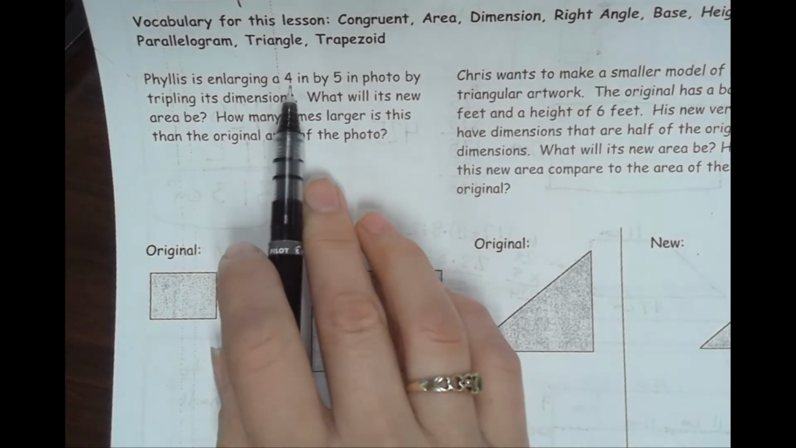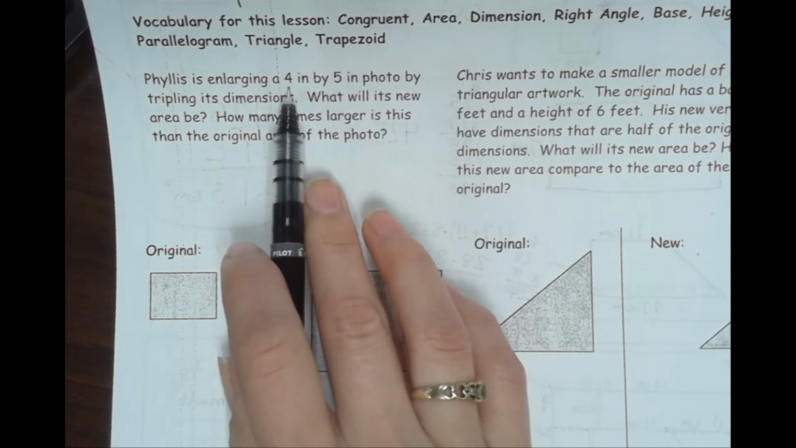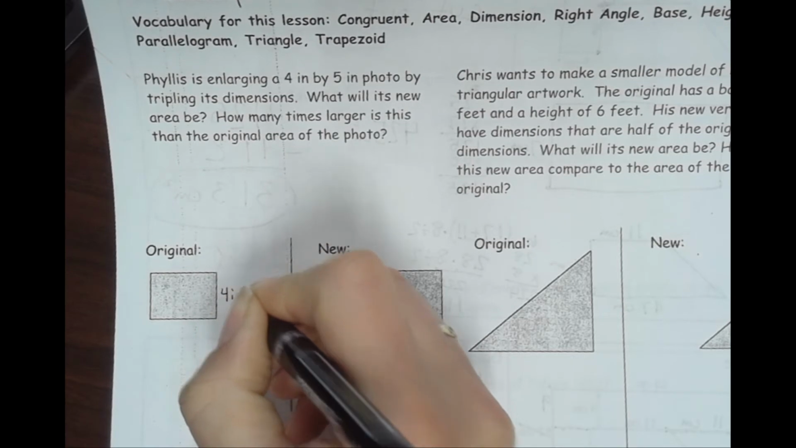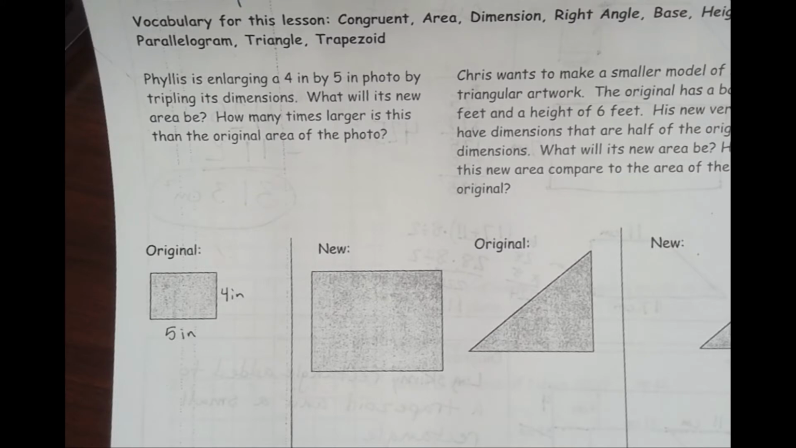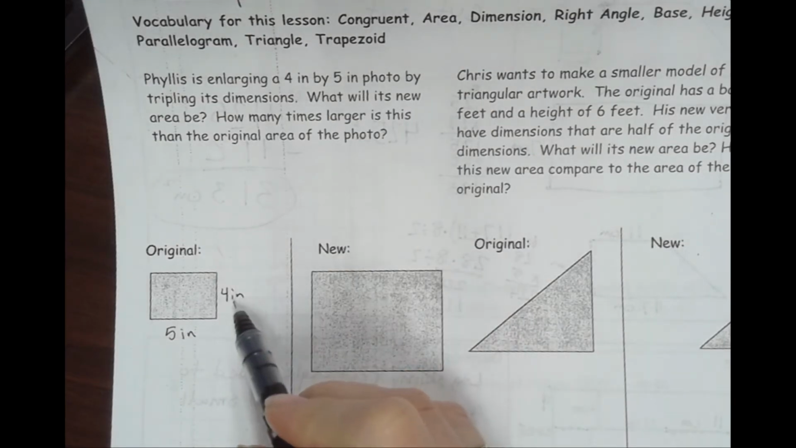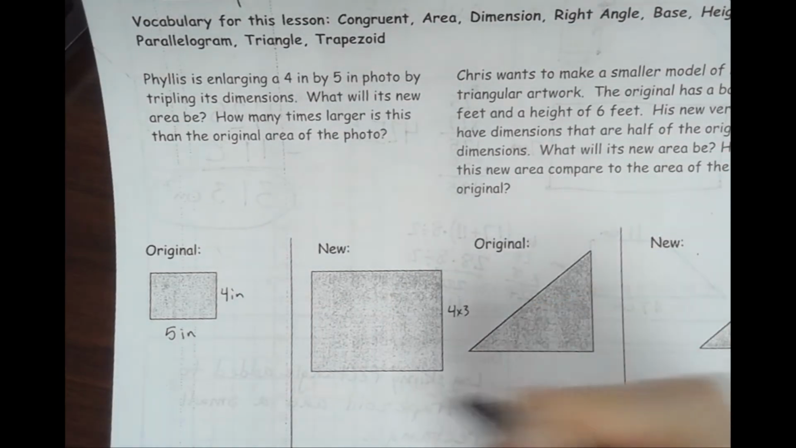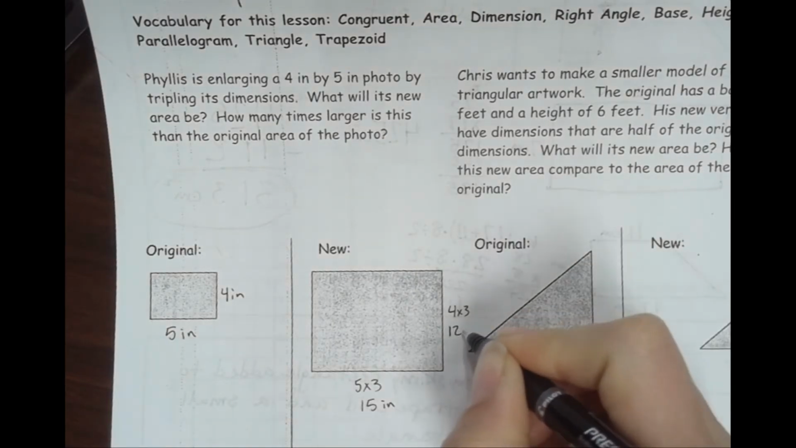So we're going from 4 inches by 5 inches. So 4 inches would be the smaller side, 5 inches would be the larger side. So on this one, if we're tripling its dimensions, that means this is going to be 4 times 3. This is going to be 5 times 3. So in other words, this side is going to be 15 inches. This side is going to be 12 inches.